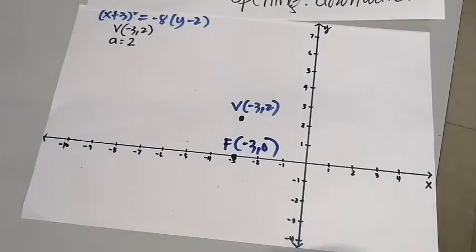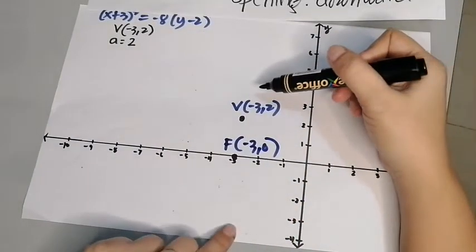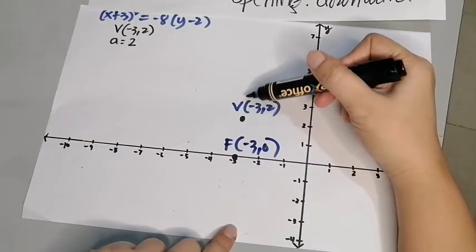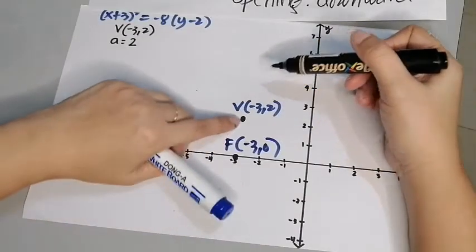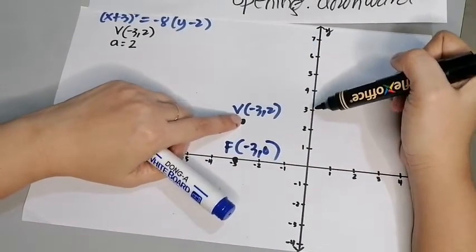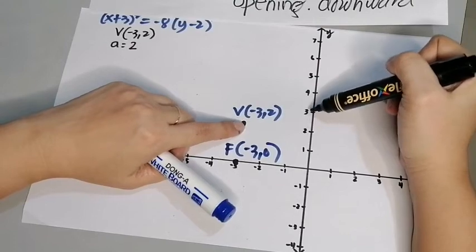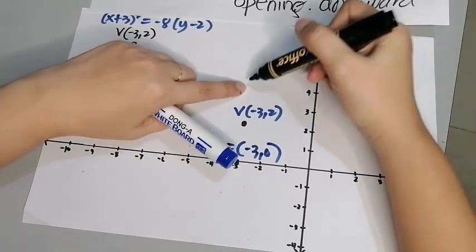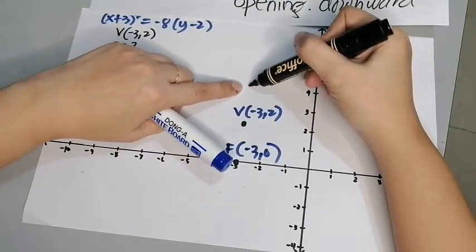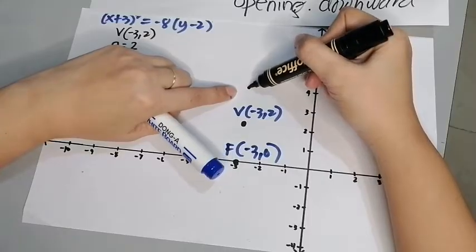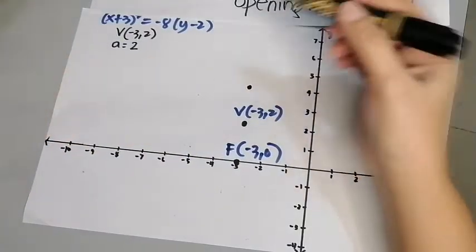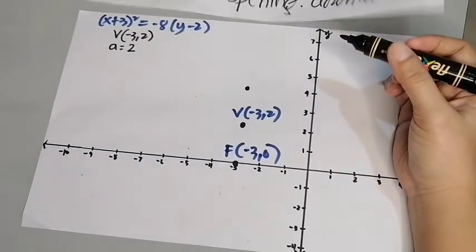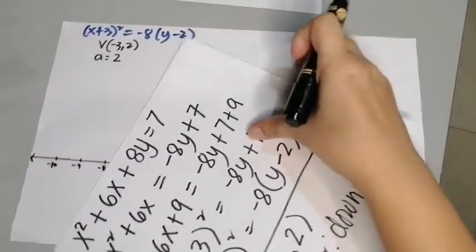And what about the directrix? It's also 2 units from the vertex, on the opposite side of the parabola's opening. So 2 units up from the vertex, it's here. Then you can draw the directrix.